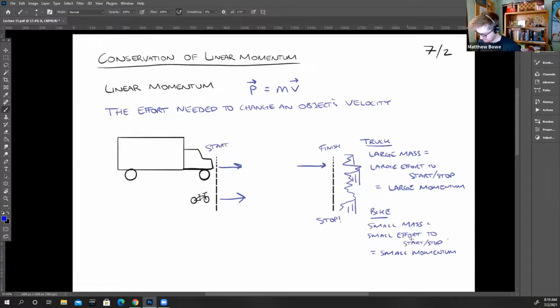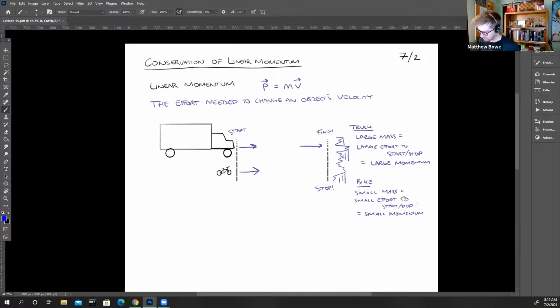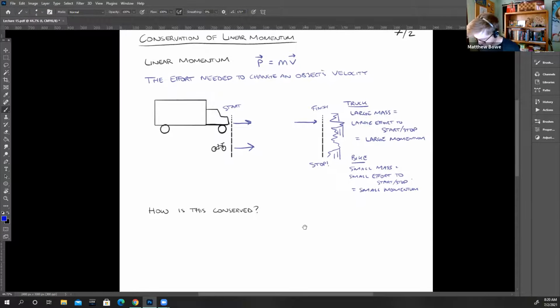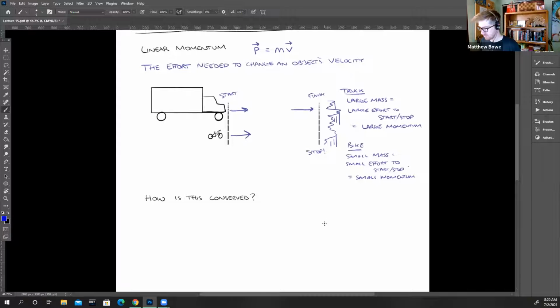Well, I'm not going to do the full thing. I derive things a bit more fully in the book, so if you ever have a problem with my notes, you could just check that out. How is this conserved? Well, what does the equation for momentum look like? Mass times velocity. We've seen something before that was just mass times acceleration. That was force. Force equals mass times acceleration. Well, maybe there's a relationship between those two.